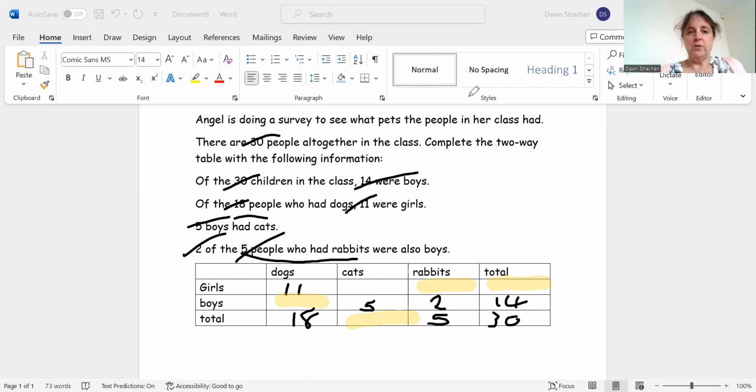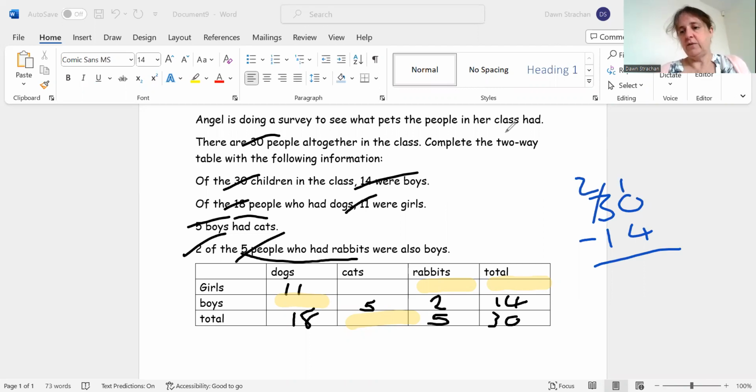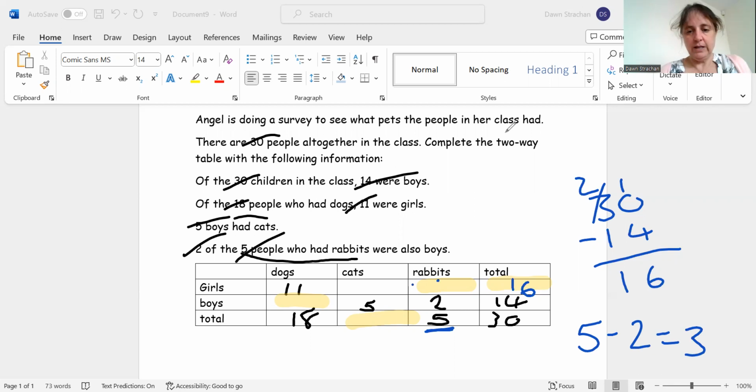Let's start with the total number of girls. That's a fairly straightforward one. We've got 30 children altogether, and 14 of those are boys. So 30 take 14: 10 take 4 is 6, 2 take 1 is 1. So we know there's 16 girls. So that's that one sorted. If we do this one next, the rabbits, how many girls had rabbits? We know there's 5 people altogether who have rabbits, and 2 of those are boys. So 5 take 2, whoever's left must be a girl. So that's going to be a 3. So we can pop a 3 in there.